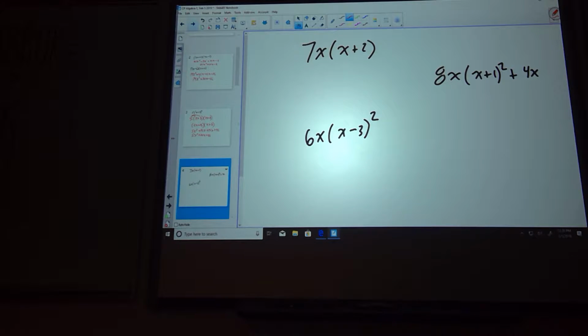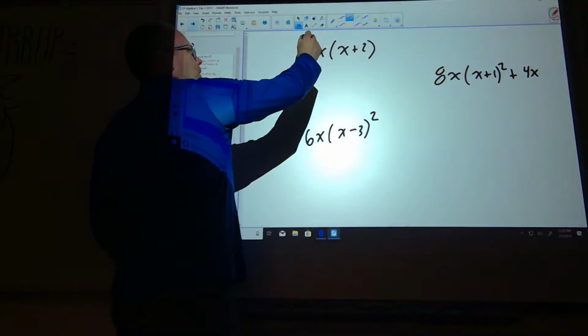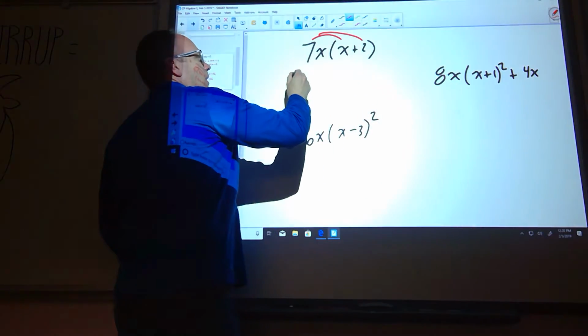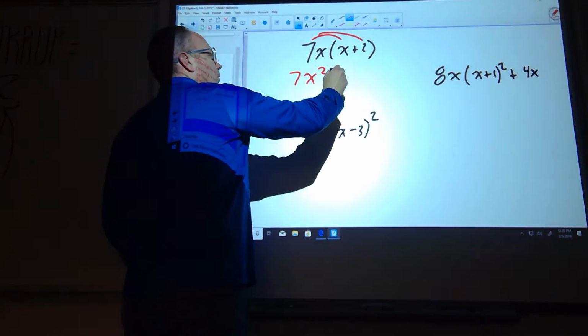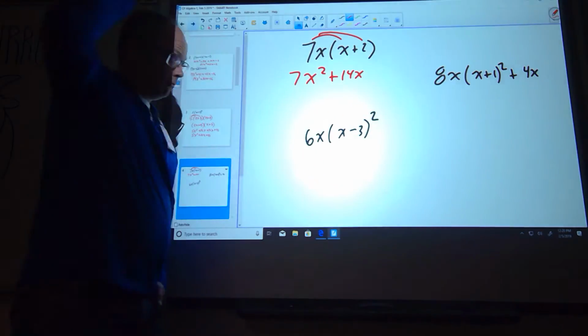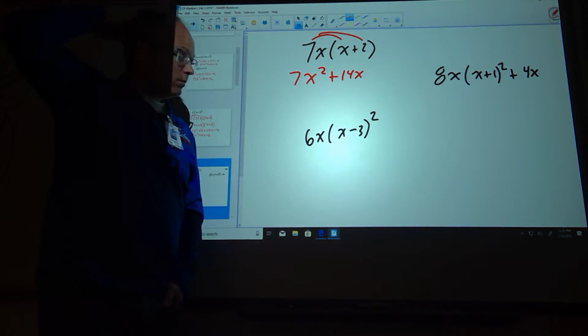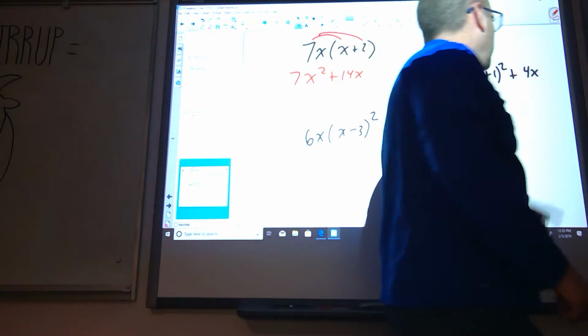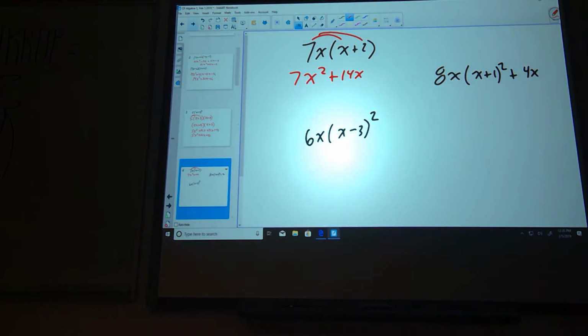Are we factoring any of these, or are we just multiplying them all out? Probably just multiplying them out. This times this, that's what? 7x squared plus 14x. Done? Right? Okay. How many x plus 1s do I have right there? 2.